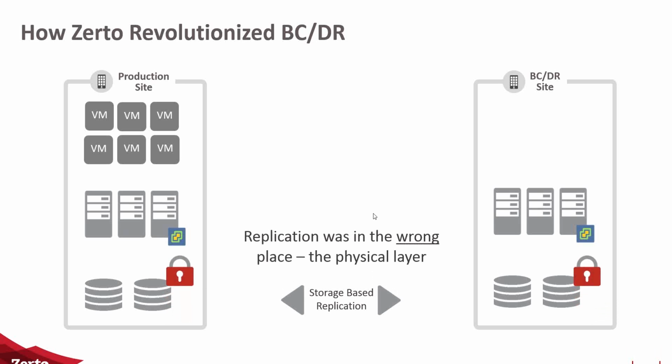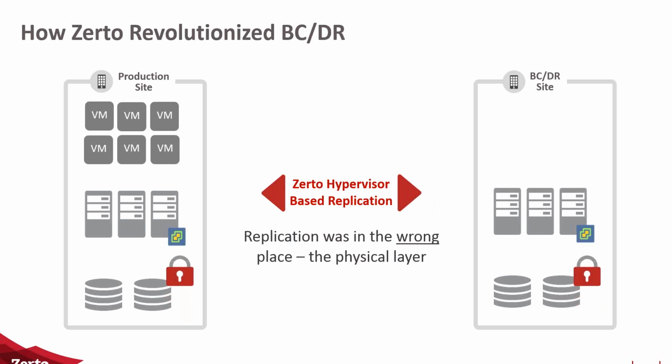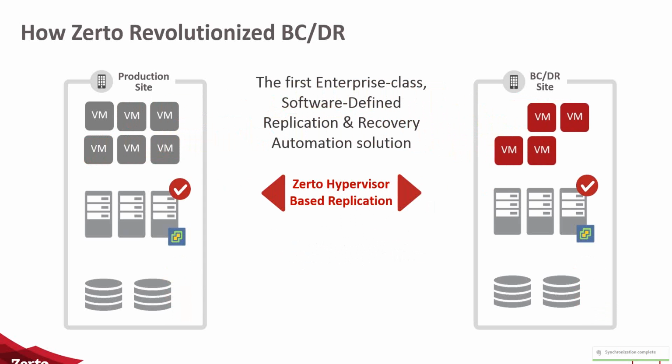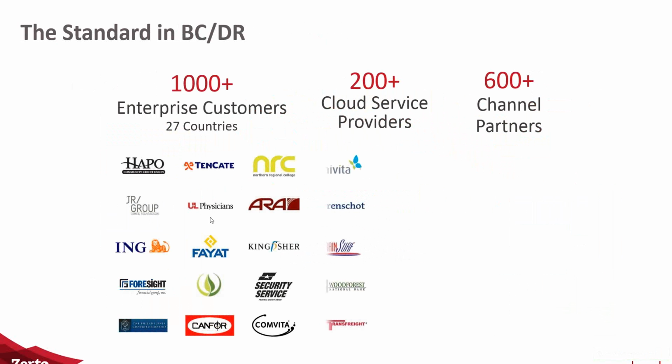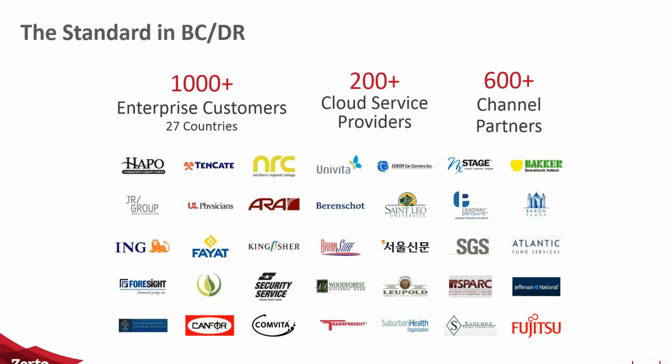And what we've done is we've removed the lock-in at the storage layer by moving the replication into the hypervisor. And we revolutionized the BCDR by delivering the world's first enterprise class software-defined replication and recovery automation solution. And it's the reason why Zerto has been growing exponentially ever since, with over 1,000 enterprise customers worldwide protecting over 100,000 virtual machines. We have 200 Zerto cloud service providers that use the Zerto software for replication in their cloud and the ability for you to replicate to one of these cloud service providers. And we have over 600 worldwide channel partners, all trained and selling the Zerto software solution today.